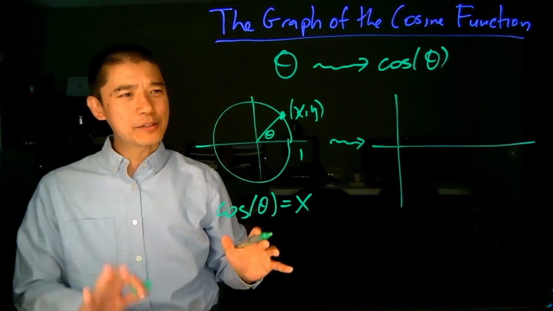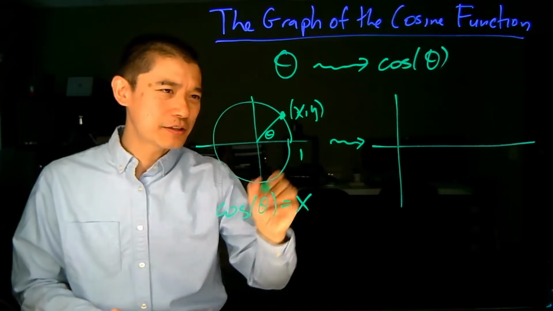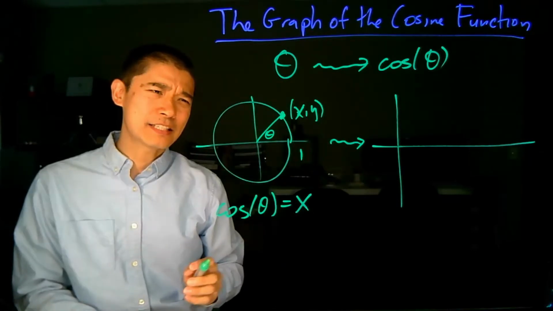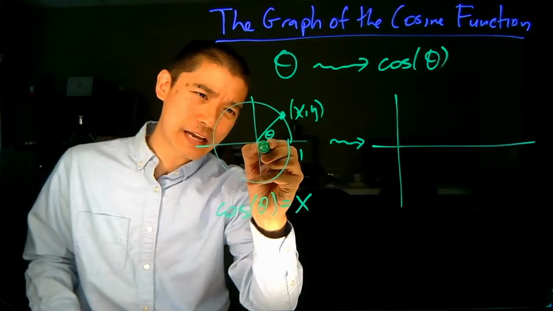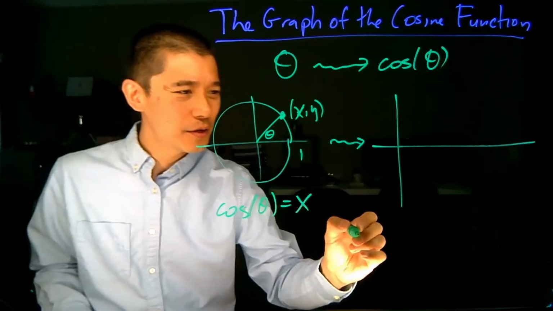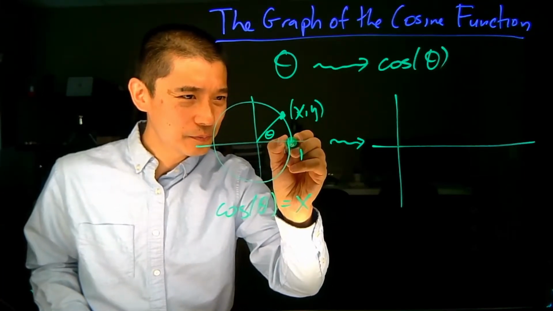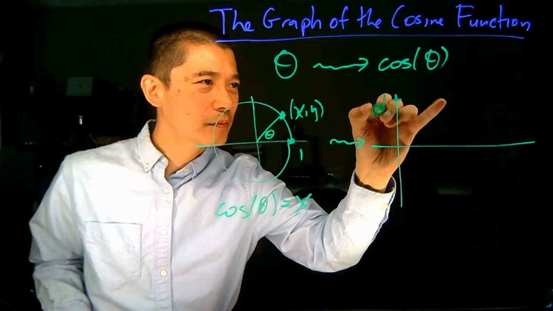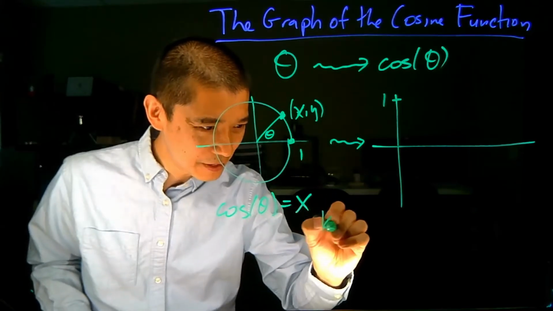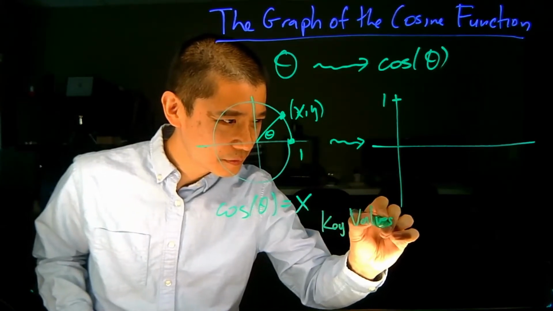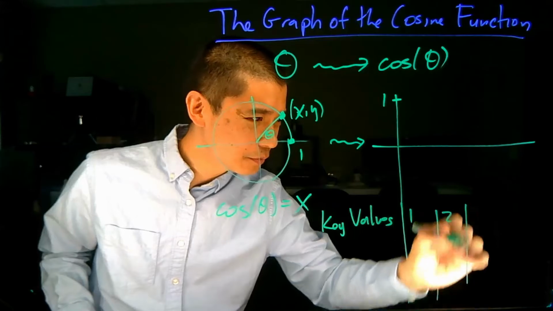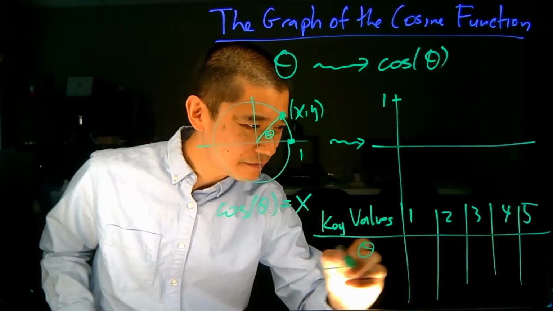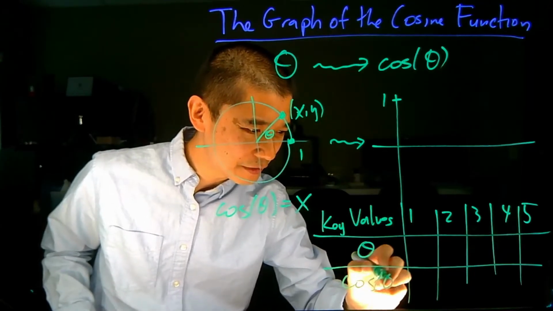And so when we think about this, we do need to think back through those key values. And so we are going to think sort of in terms of being at the mid and the max and the min, except this time we need to think about the x-coordinate. We need to actually think about the horizontal distance. So when theta is equal to 0, we're at that point, the x value is equal to 1. So it's going to start like this. Let me make our chart of key values. So 1, 2, 3, 4, and 5. We're going to have some theta values, and some cosine theta values.